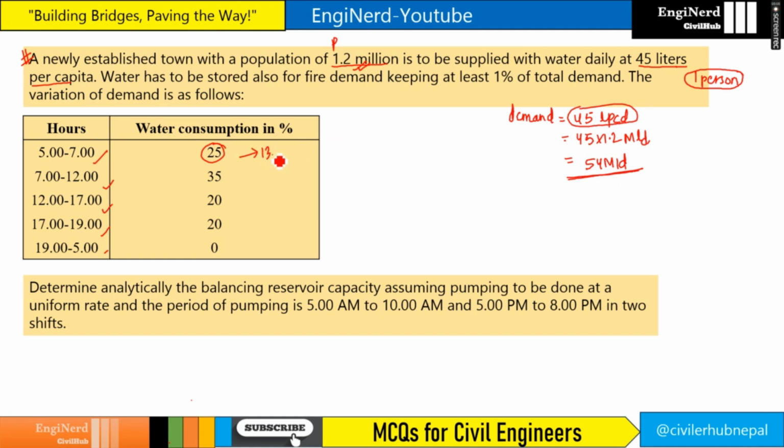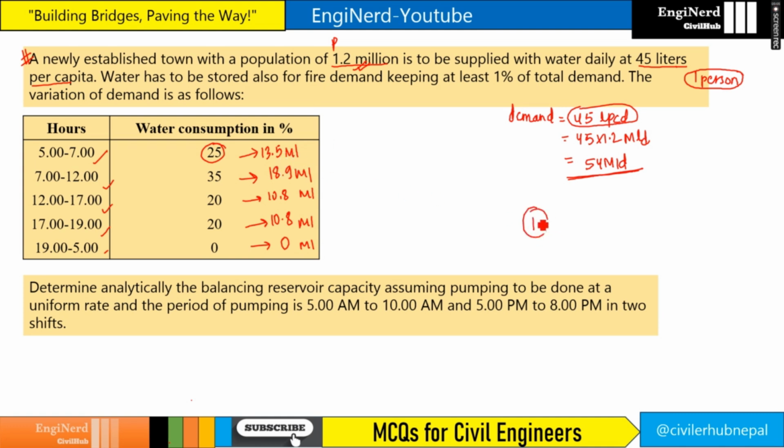So this is 13.5 million liter, and for the 35%, 0.35 into 54, it will be 18.9. For the 20%, 0.20 into 54, it will be 10.8, and again 10.8 and 0, right? So these are all in million liter. Right, so this is for the demand part.